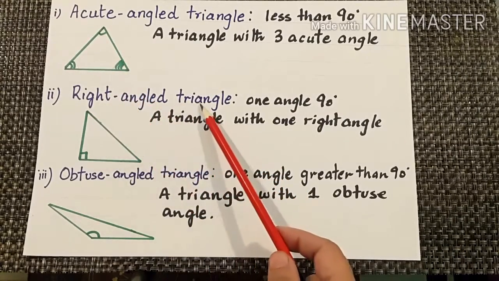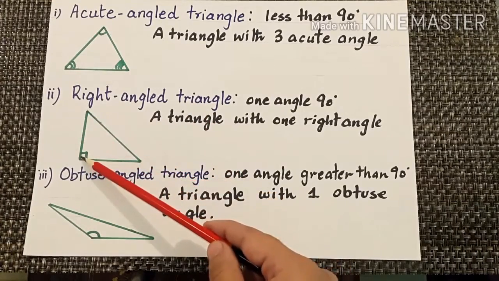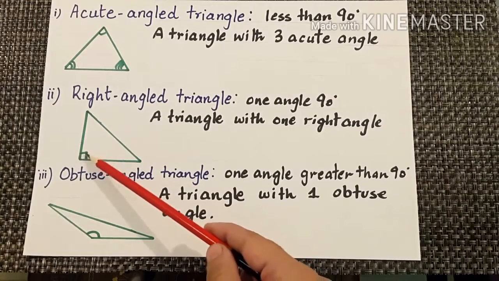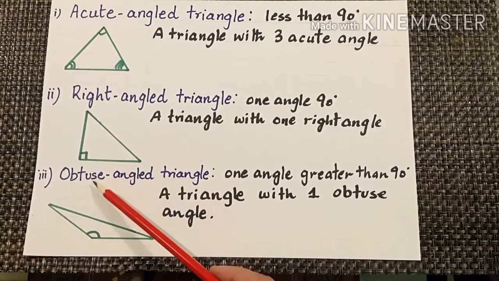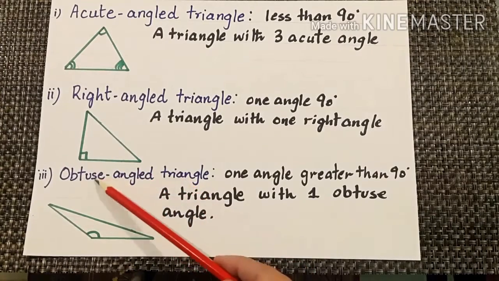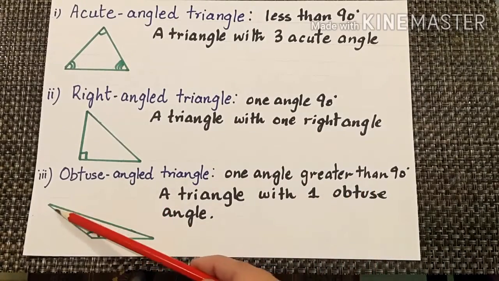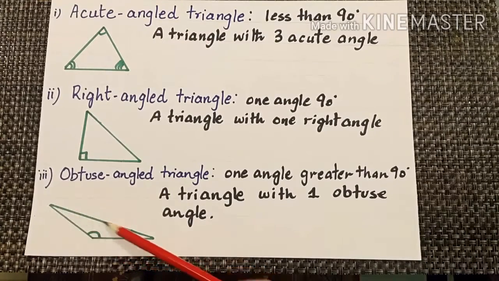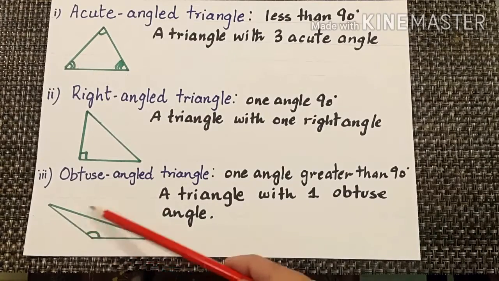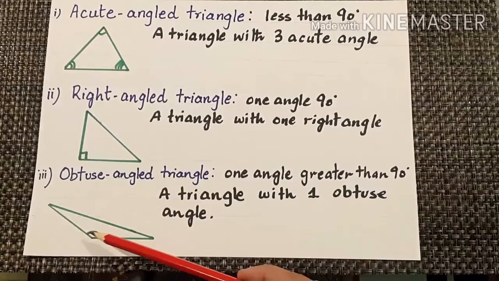Then right angle triangle. In this triangle, one angle is of measure 90 degrees. One angle is a right angle. Therefore, this triangle is known as a right angled triangle. Then obtuse angled triangle. Obtuse angle means that one angle is greater than 90 degrees. You can see this angle is greater than 90 degrees. Therefore, the triangle that is formed by combining the three sides is known as an obtuse angled triangle, in which one angle is obtuse.